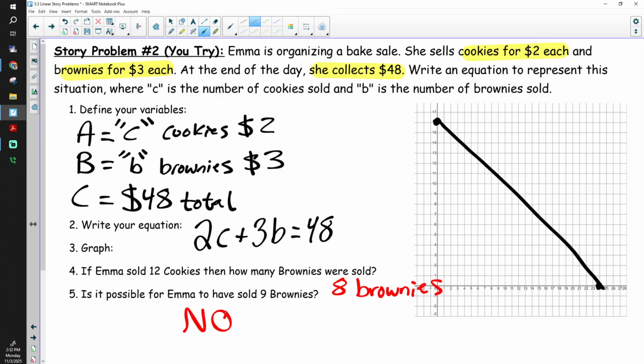Okay, and again, I can't stress, on the OST, they would never make you do all of these things. But you might have one question that asks you to graph. You might have one question that asks you to do the equation. Okay, some of them ask you to do one thing. Some of them might ask you to do a couple of the things. But you need to know how to do all of these things with a story problem. All right, so that was the refresher stuff. Okay, that was the refresher.